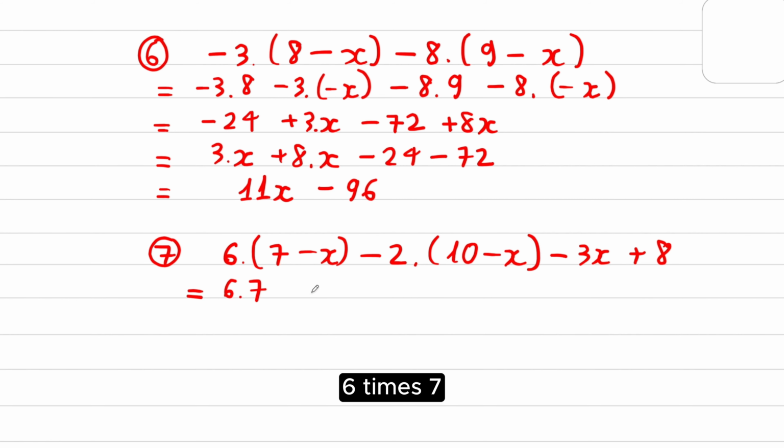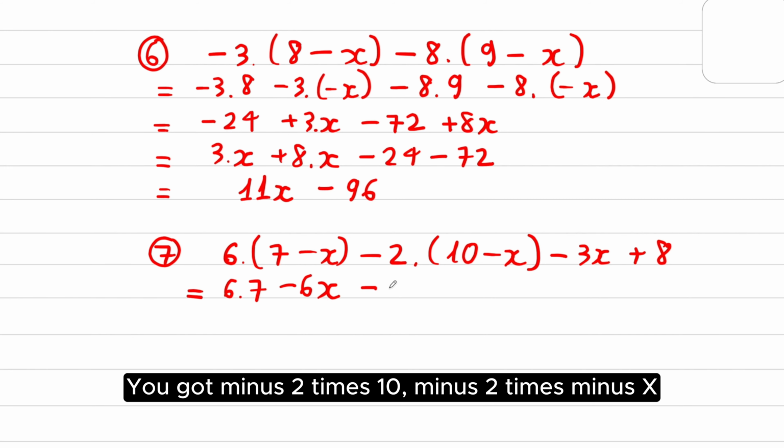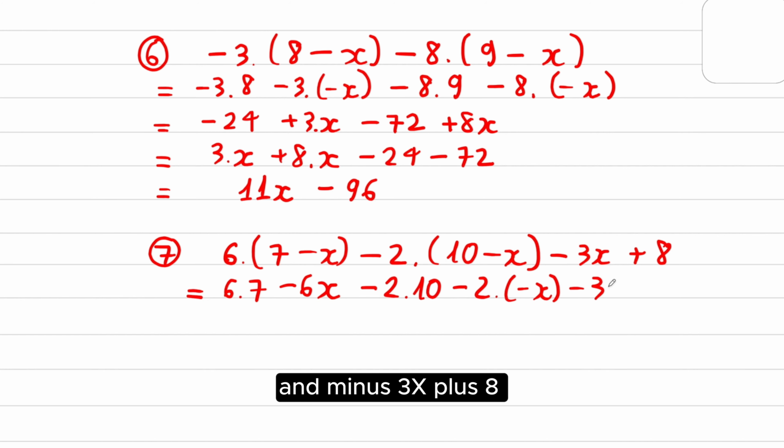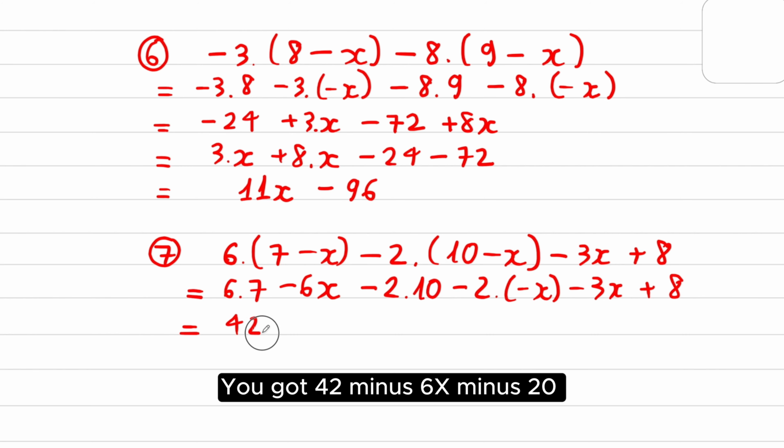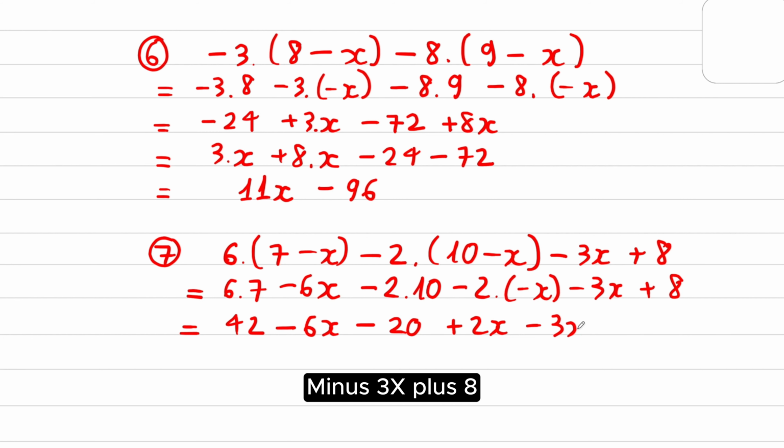6 times the first bracket, expand the first bracket first. And then the next term you have minus 6 times 8. The second bracket you have minus 2 times 10, minus 2 times minus 8, and minus 3h plus 8. So simplify it, you get 42 minus 6h minus 20. Minus 2 times minus 8, you get plus 2h minus 3h plus 8.